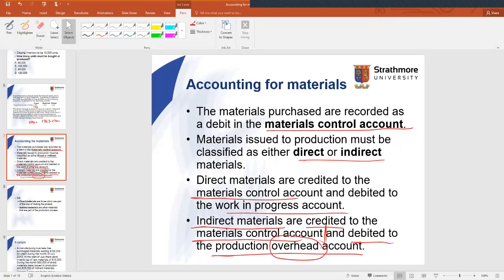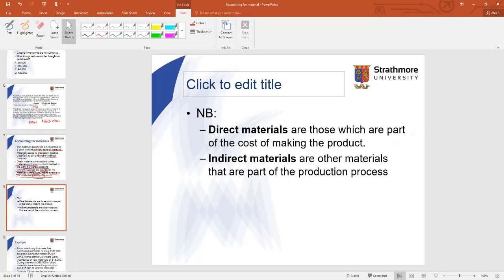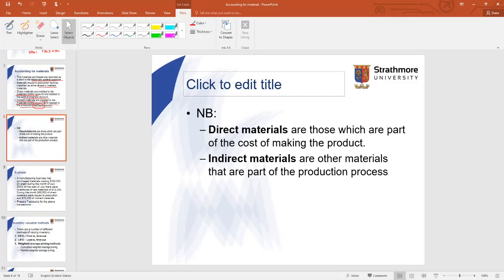Notes. Direct materials form part of the cost of making the product; they form part and parcel of the final product. Indirect materials are other material expenses that are part of the production process, but not part of the final product. They don't form part of the final product. I think you have mentioned this in the past. Once you take note of the distinction, then it becomes easy to account for the material cost.